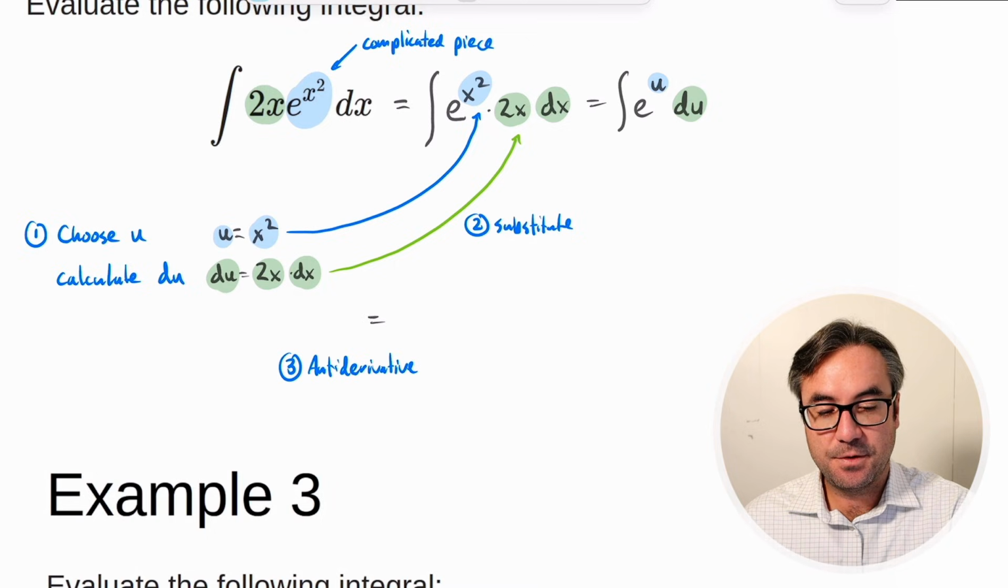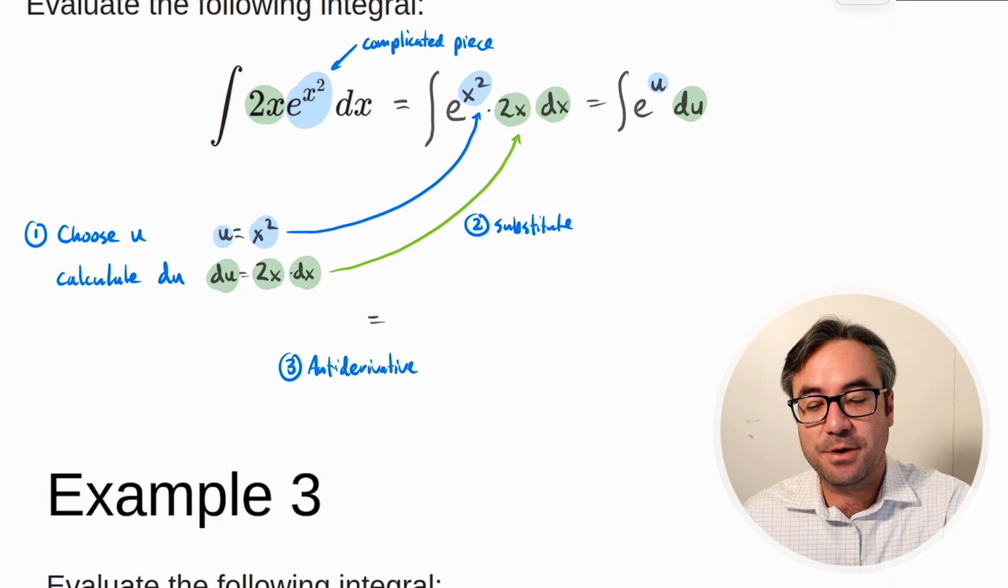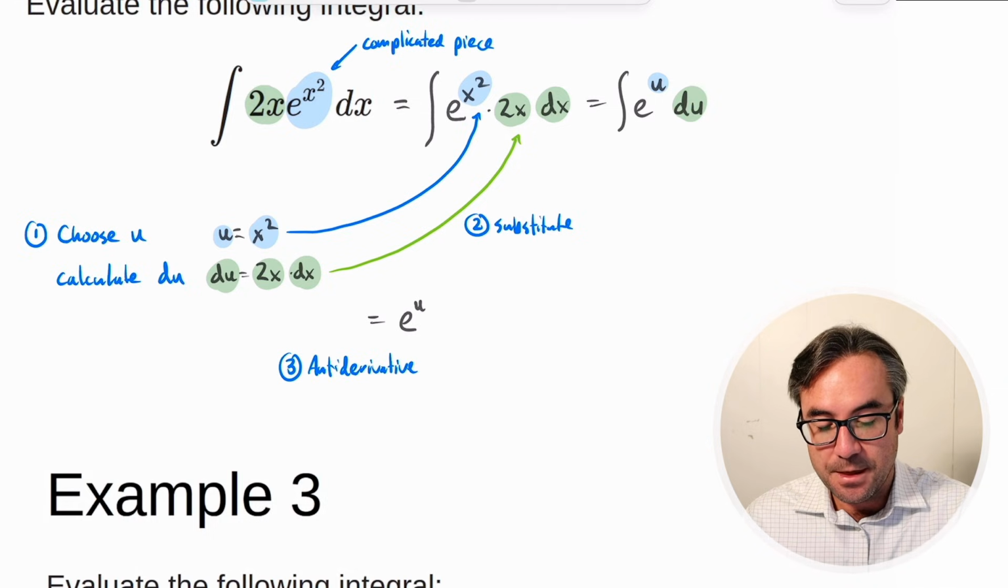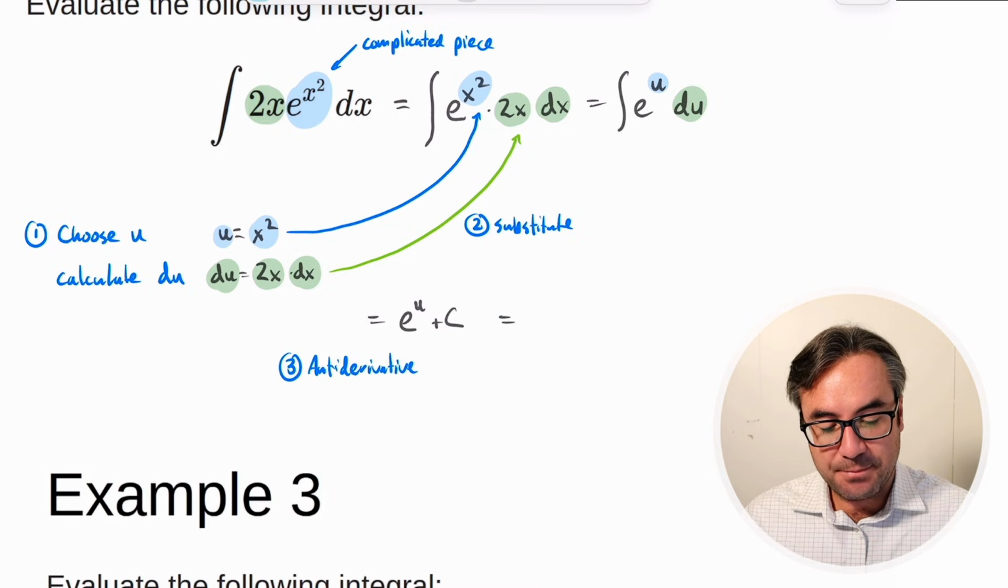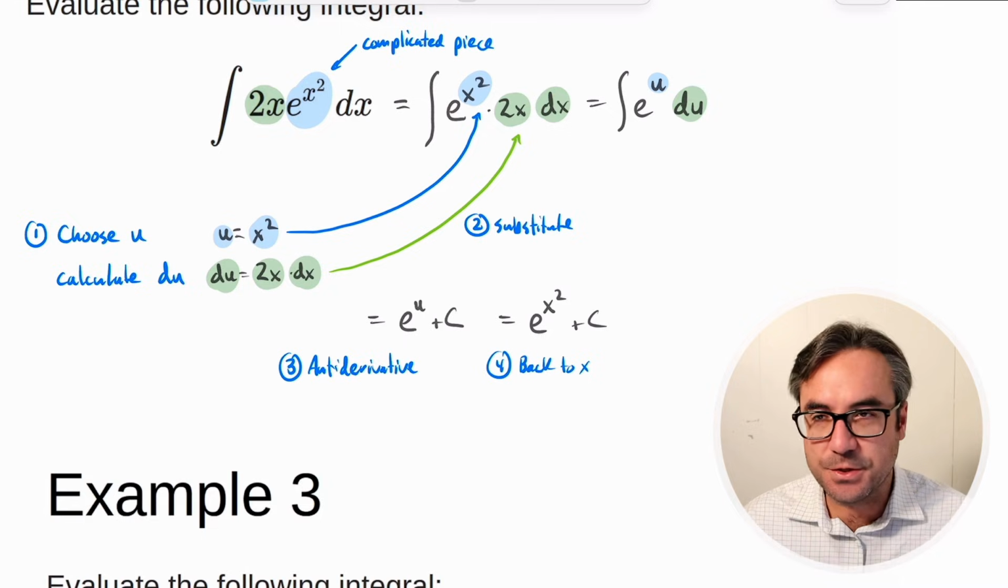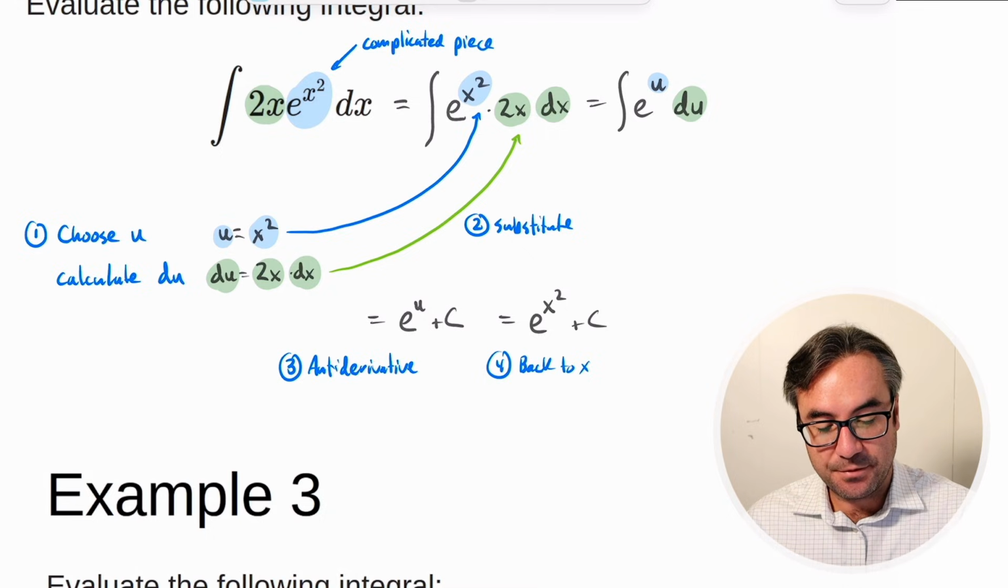So what's the antiderivative of the exponential function? Well, it's nice. It's its own antiderivative. So it's just e to the u. Don't forget our plus c at the end. And then our very last step is to convert back to x. So we want to go back to x, or whatever the original variable is. Okay, so there's our antiderivative.